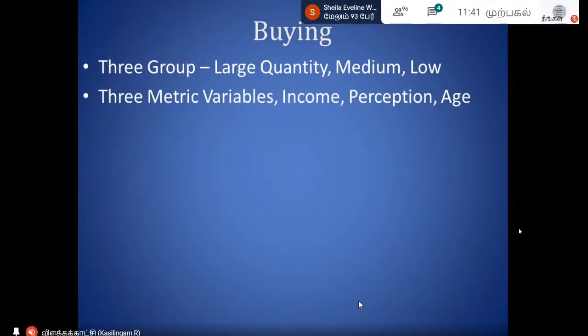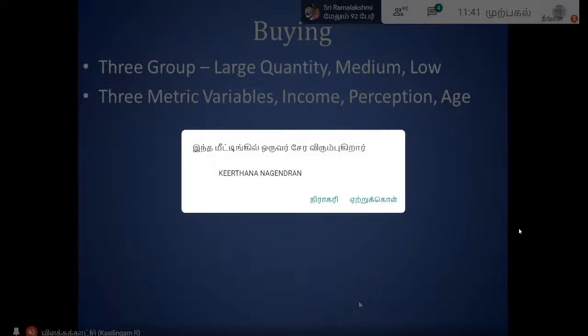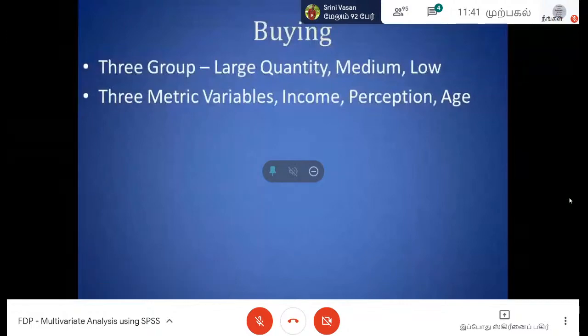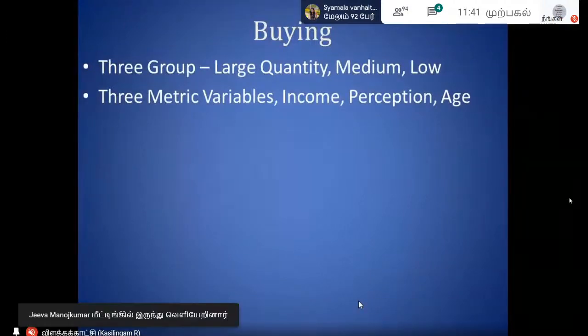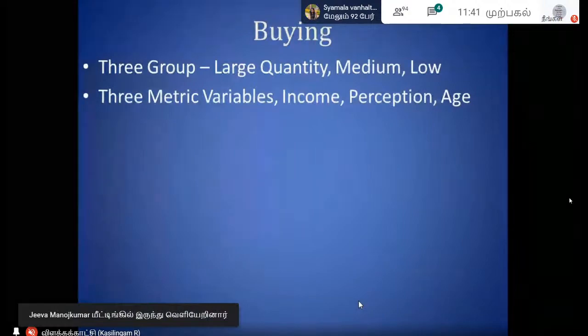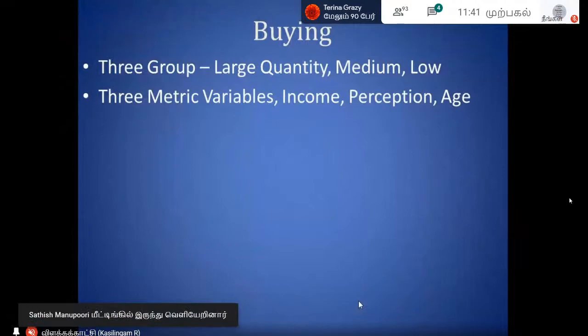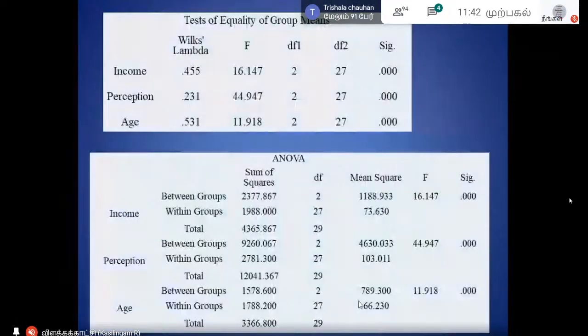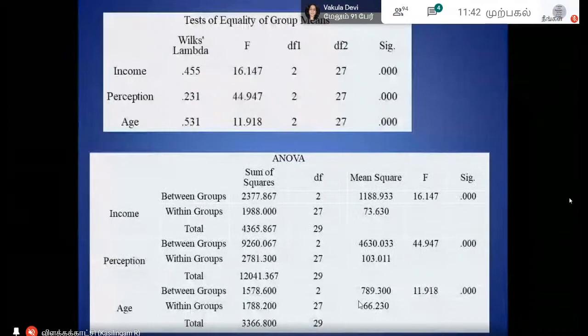Now this data set contains one dependent variable, which is a categorical variable containing 3 groups: how much they buy. Large quantity, medium quantity, low quantity. The independent variables are 3 metric variables: income, perception, age. Now I'm going to run it. Right, very good. First, this I will come to later.